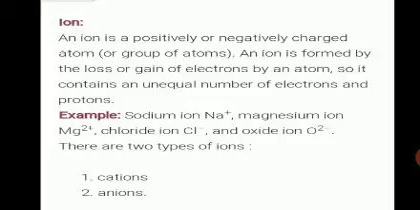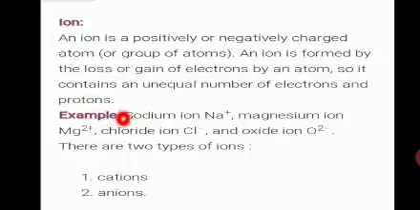I told you we will discuss this in the next chapter in detail. Just hear this and keep it in your mind. An ion is formed by loss or gain of electrons by an atom. So how is an ion formed? By the loss or gain of electrons.